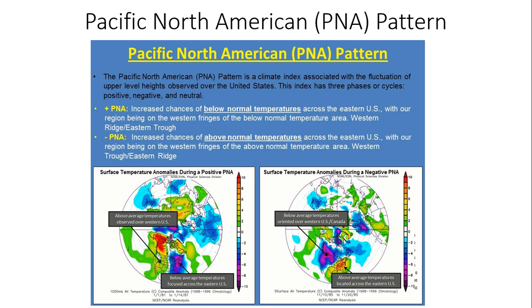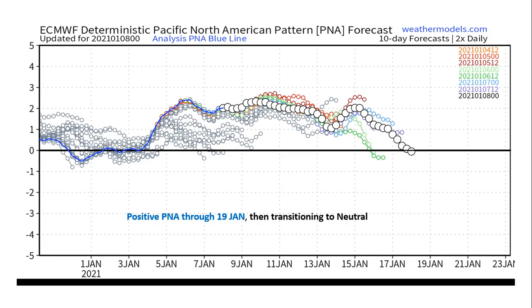On the other hand, with a negative Pacific North American pattern, you get increased chances of above normal temperatures across the eastern U.S. with more of a ridge building. And you get below normal temperatures with a trough now in the west. It's almost like a flip-flop situation, right, with the jet stream. All right, so let's take a look at this teleconnection forecast.